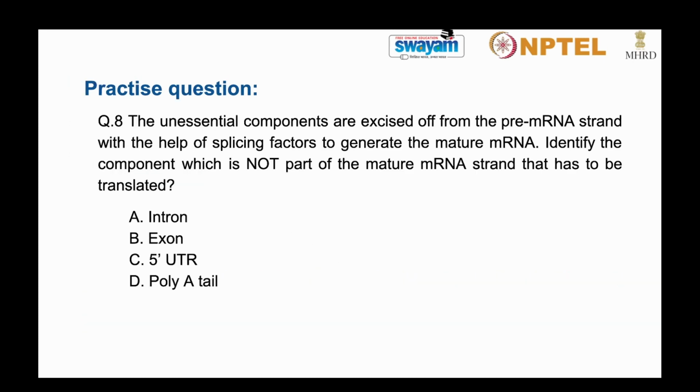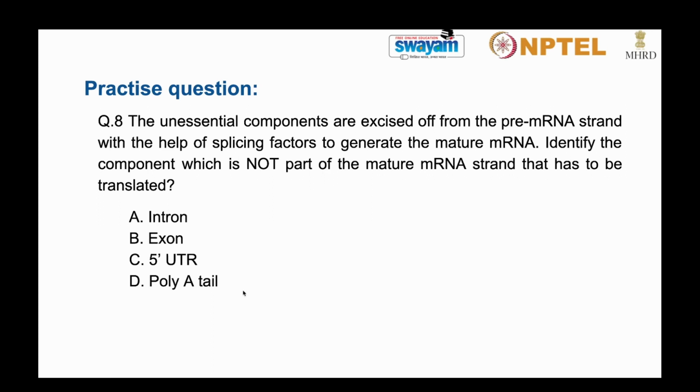Now let's move to another question: the unessential components are excised off from the pre-mRNA strand with the help of splicing factors to generate the mature mRNA. Identify the component which is not part of the mature mRNA strand that has to be translated. I've already discussed what the unessential components are that get spliced out. So these 5' are the UTR.